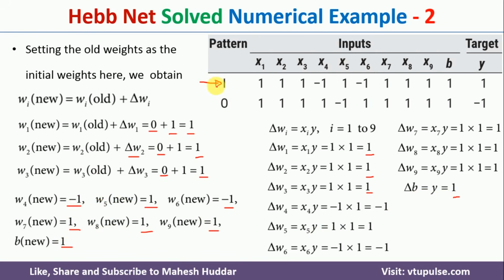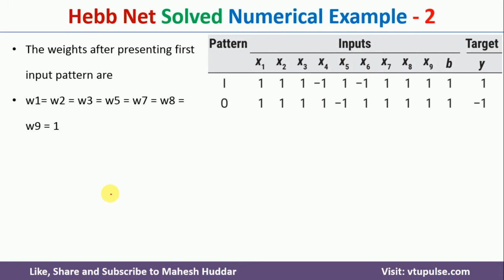Now we have to consider these modified weights, and then we need to consider the next pattern or the next input, and then we need to update the weights again here. If you look at this, W1, W2, W3, W5, W7, W8, W9 are 1, W4 and W6 are minus 1 here. So W4 and W6 are minus 1, remaining all are 1, as well as B is equal to 1 over here. So these are the modified weights.